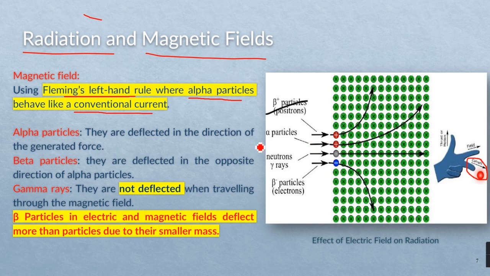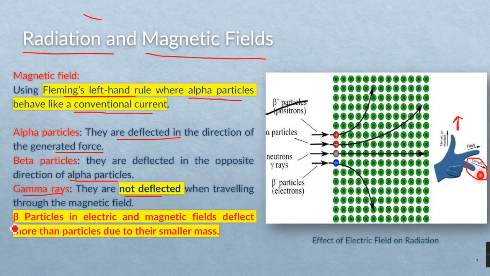And then the direction of the force will be following the alpha particles, so the alpha particles will be deflected in the direction of the force, so going vertically up in this scenario, and then for the beta particles they will go in the opposite direction of the alpha particles. Again, gamma rays, they don't have any deflection because they are not affected by the electric or the magnetic field.